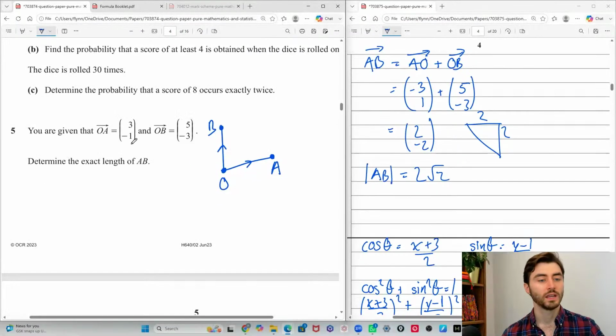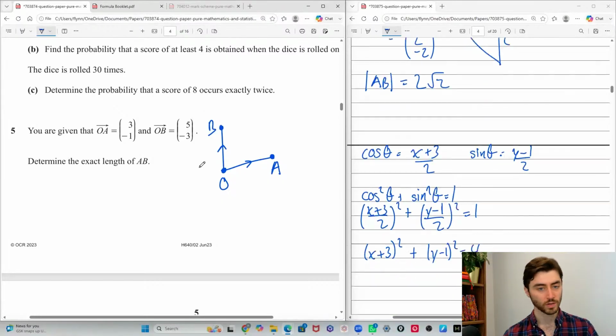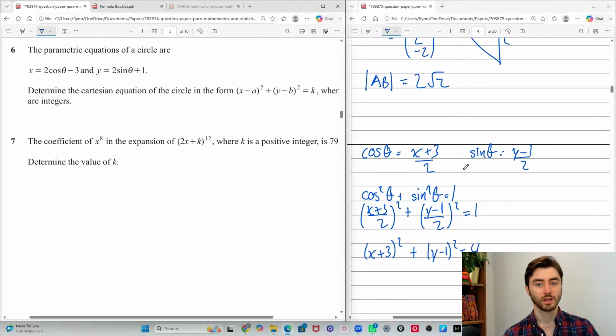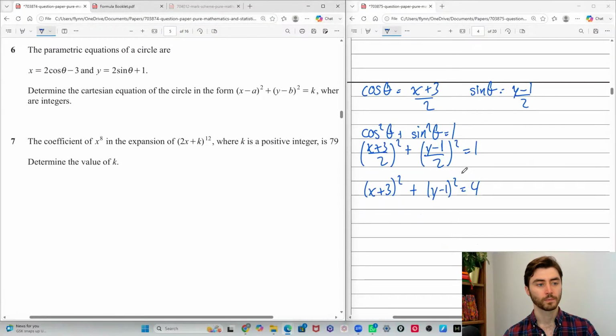Here, determine the exact length of AB. I like what I did here. It's flip the sign on that to get AO, add the OB on. So it is 2 minus 2, which is 2 root 2. I'm happy. Determine the Cartesian form of this.